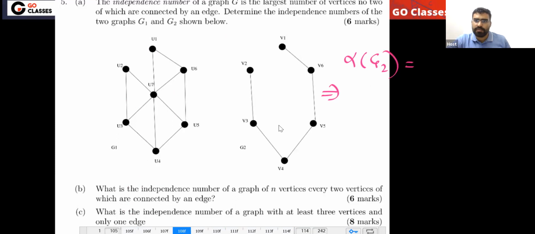G2 bhaiya. You know G2 bhaiya? There is a quota factory. Anyway, so let's see this.